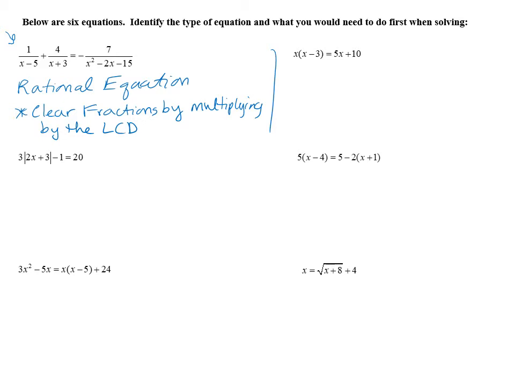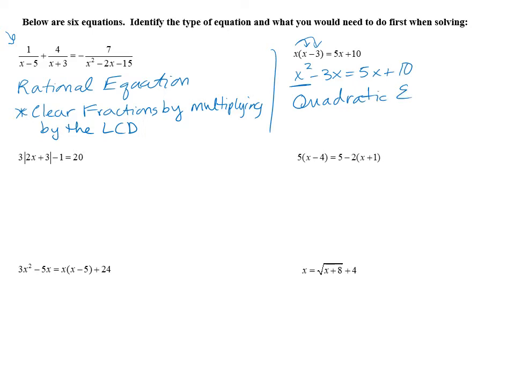Right now, it looks like we have x's raised to the first power, but always distribute to make your final judgment. And when we distribute the x on this left-hand side, we get x squared minus 3x equals 5x plus 10. So you can see that x squared popping up. So this makes it a quadratic equation.